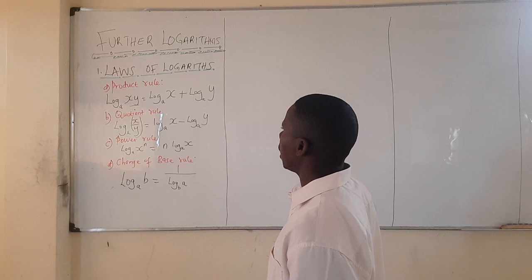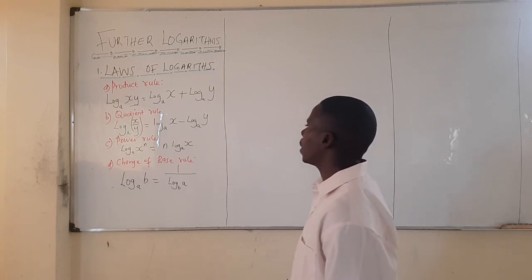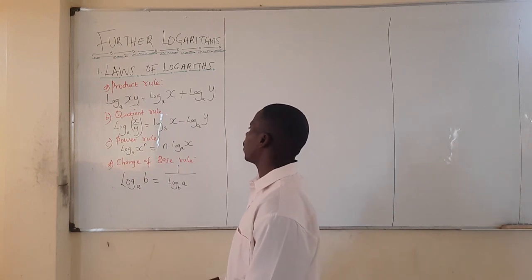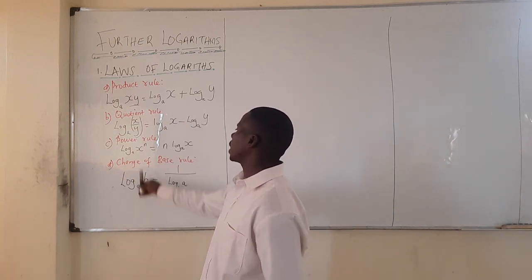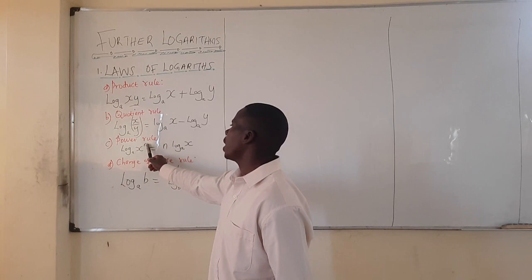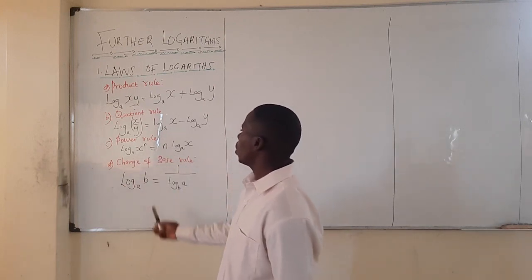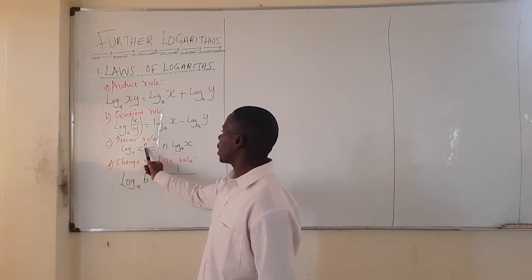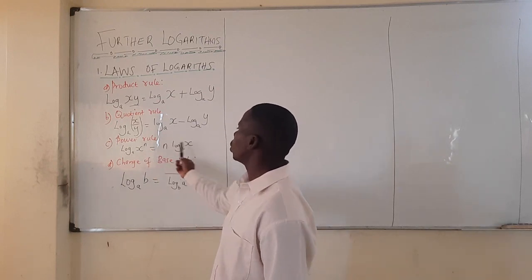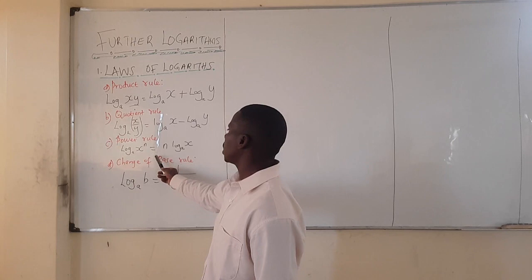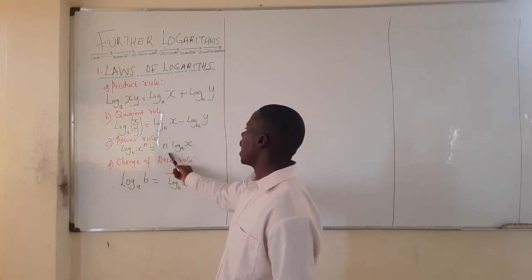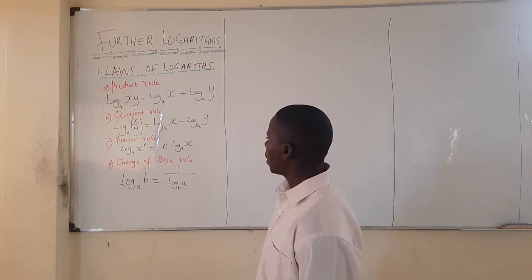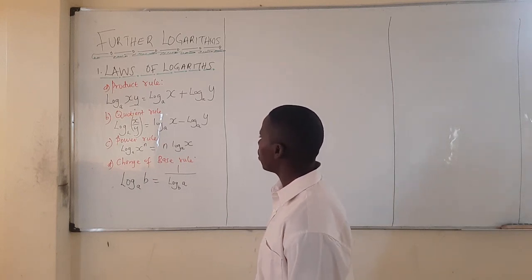Then rule number 3, the power rule. This is where you have a log of a number like x to the power of n base a. With the power rule, the n there, you drop it. Then this is going to give you n times the log of x to the base of a. That is law number 3.